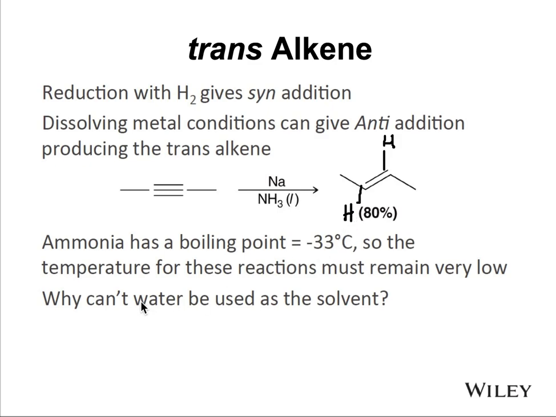You don't have to know the mechanism. It's a radical mechanism, and you haven't seen those yet, but you have to know that that's the way that we can get an anti-addition of the two H's across the triple bond and end up with the trans alkene only.